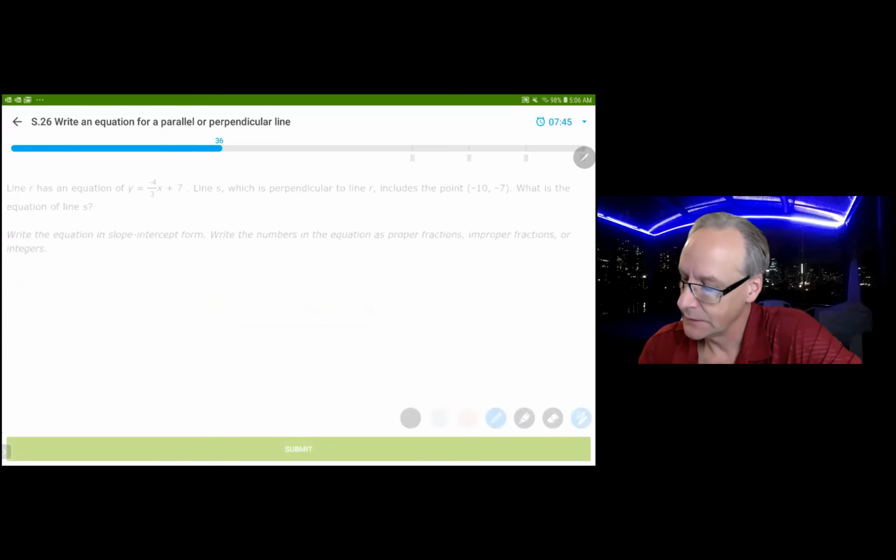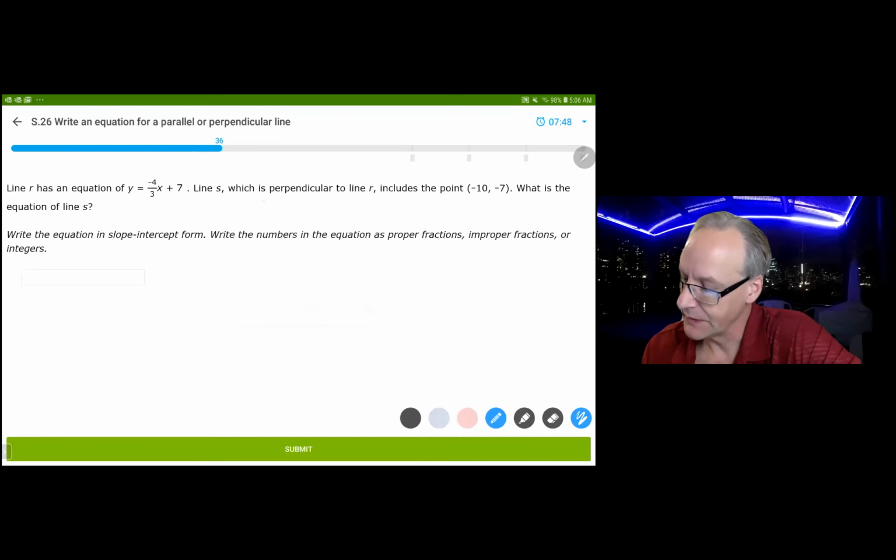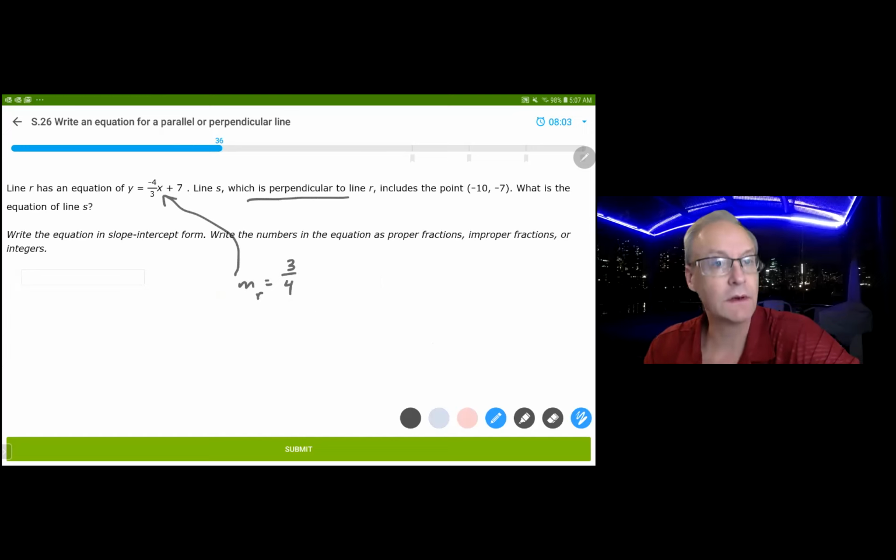Let's do another one. Okay, we want it to be perpendicular. So we want the negative reciprocal slope of this one, don't we? So the slope we're interested in is positive 3 over 4. This is going to be the slope of my line, oh wait, line S, sorry. Line S, it says. R is this one over here. Line S is perpendicular to R. And we want it to go through the point -10, -7.